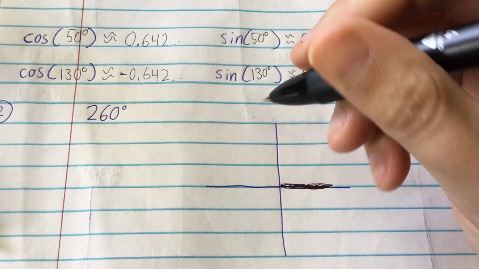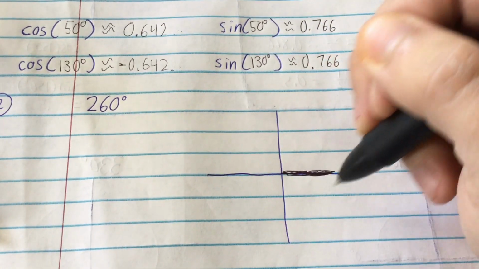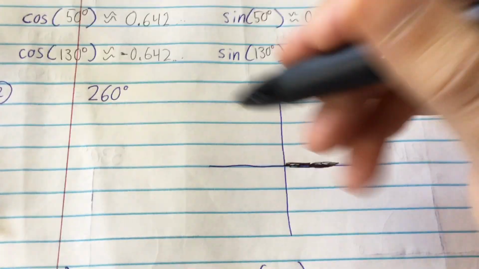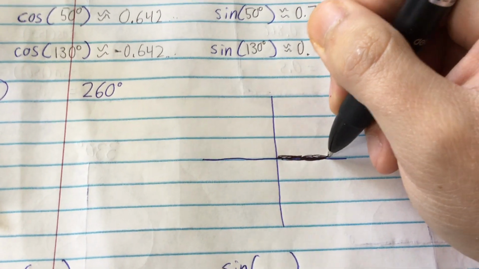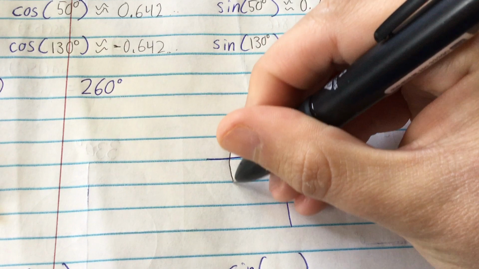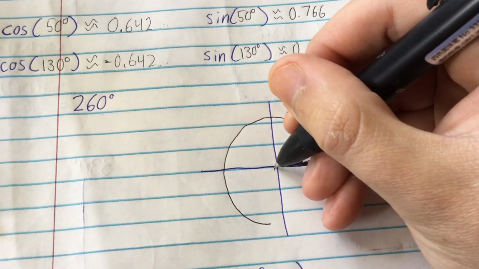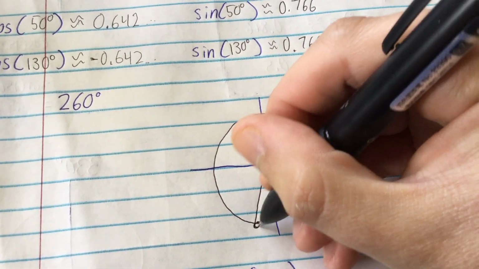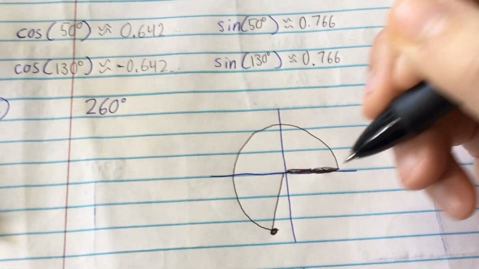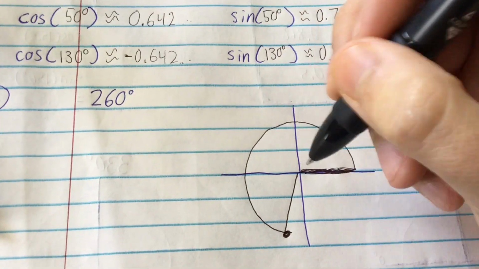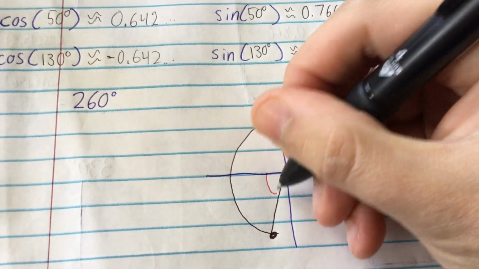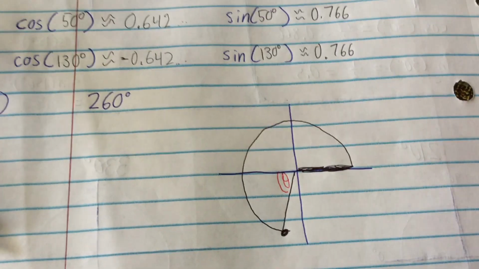If this is 90, 180, 270, 360, 260 doesn't quite pass 270. So if I were to draw, it would be around here. It's not perfect, but you get what I mean. So that's where my terminal point theoretically would be. And remember, I want to sandwich it with the x-axis, so the reference angle would be here.